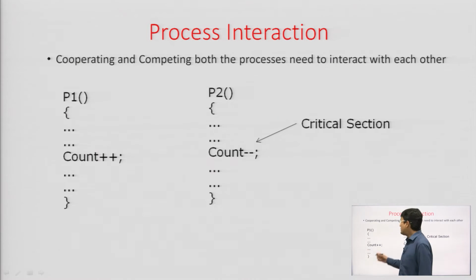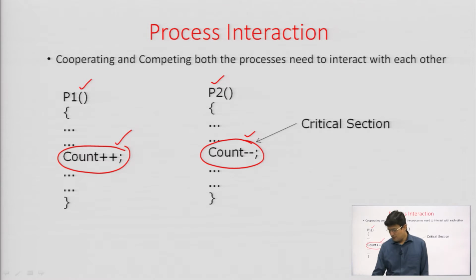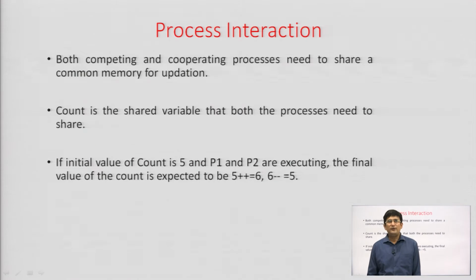The cooperating and the competing processes we have seen with the example of the two processes P1 and P2, which are trying to use the common variable count. Both the processes are updating this value, and we need a consistent value of this count after the execution of the P1 and the P2 process in any sequence. We have seen also that the values are consistent if we allow the P1 process to execute completely and then allow the P2 process to execute completely.